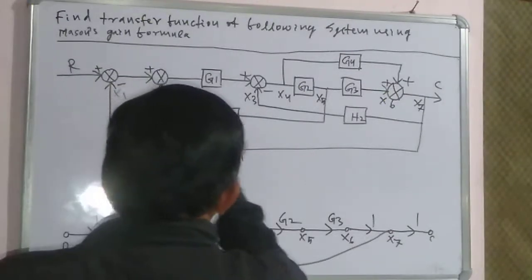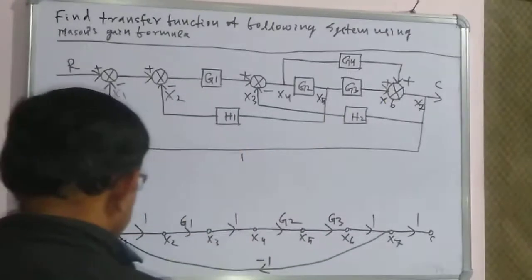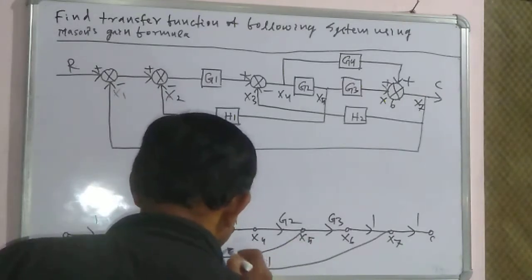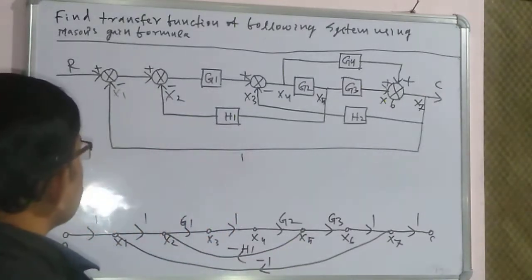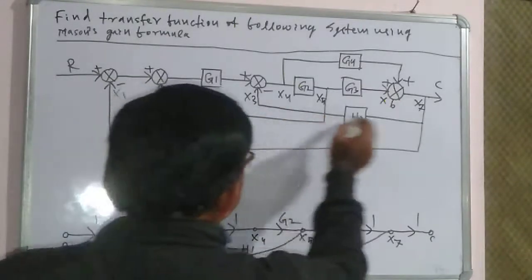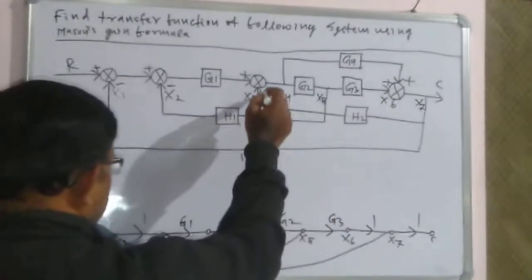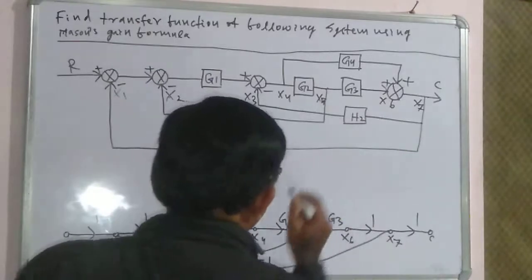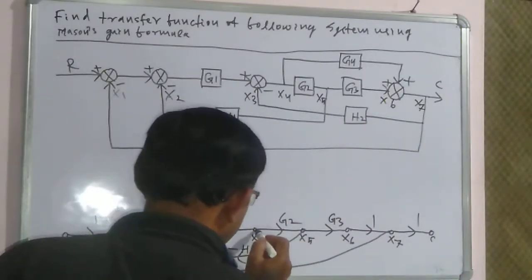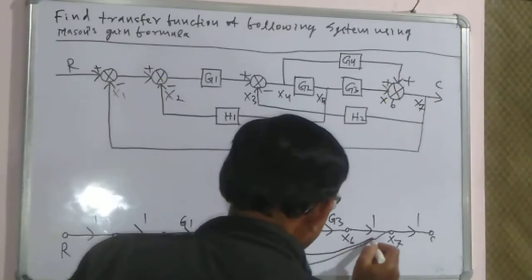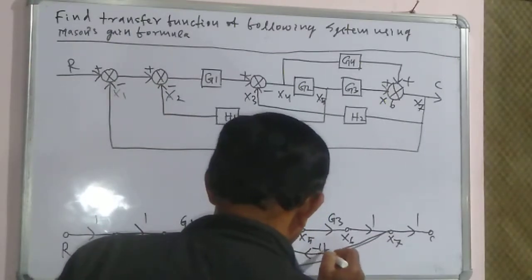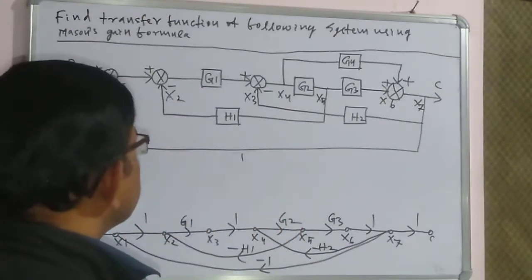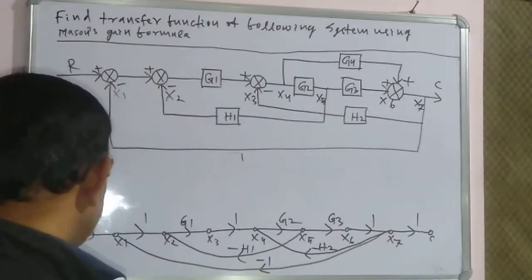So this is x2 to x5, that is minus h1. Clear? So x3 to x7 is minus h2. And x4 to x7, minus h2 as well. So the feedback path is over.